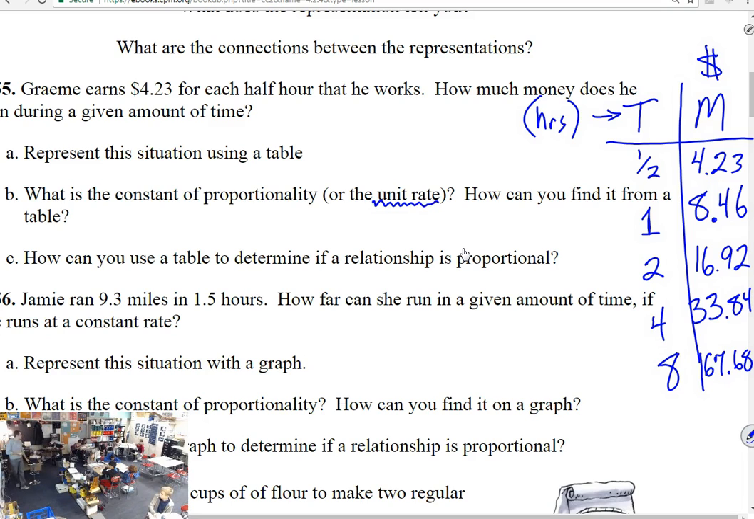The unit rate is always for your X value equaling 1. Your unit rate always, because we talked about unit rate, something has to be 1. X is always our independent. Our independent has to equal 1. So what's our unit rate here? Izzy? And we would write it $8.46 per hour. And if you want to be real specific, put a 1. That's per 1 hour.